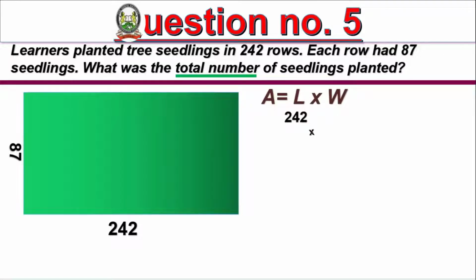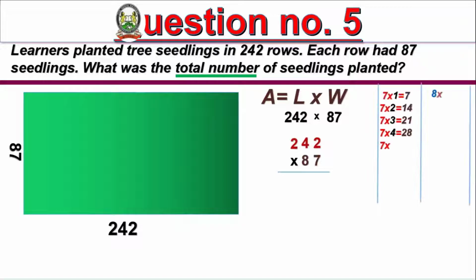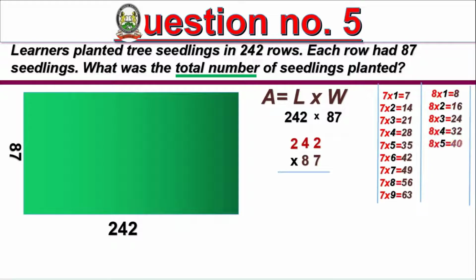So 242 times 87. So you use the long method, 7 by 2. You can even write the multiples of 7 and also the multiples of 8. All right, so we have 7, 14, 21, 28, 35, 42, 49, 56, 63, and we have 8, 16, 24, 32, 40, 48, 56, 64, 72.